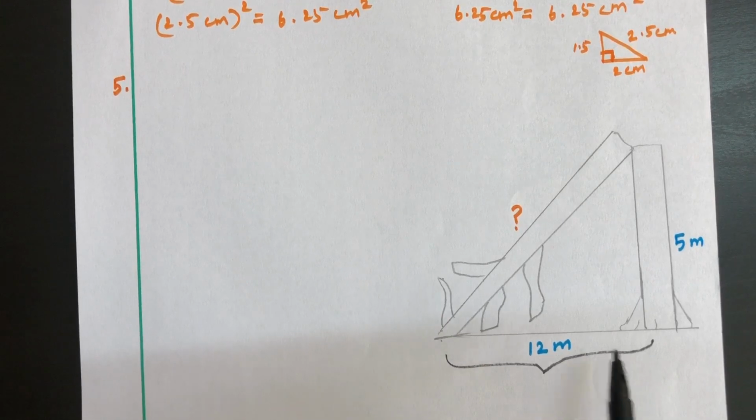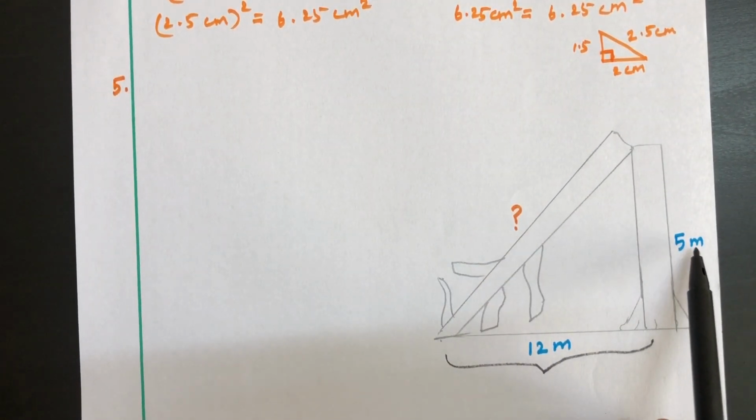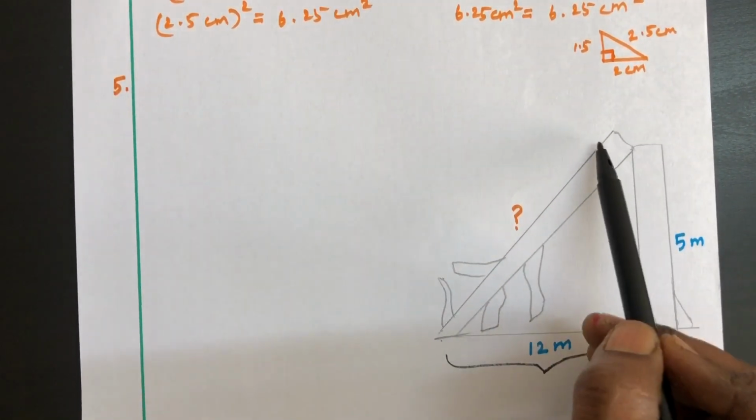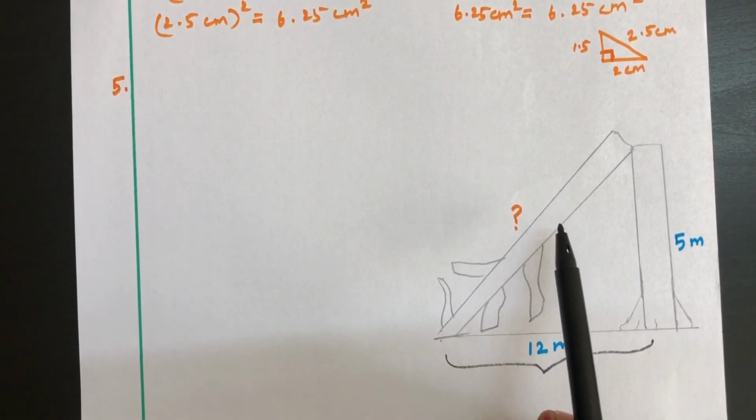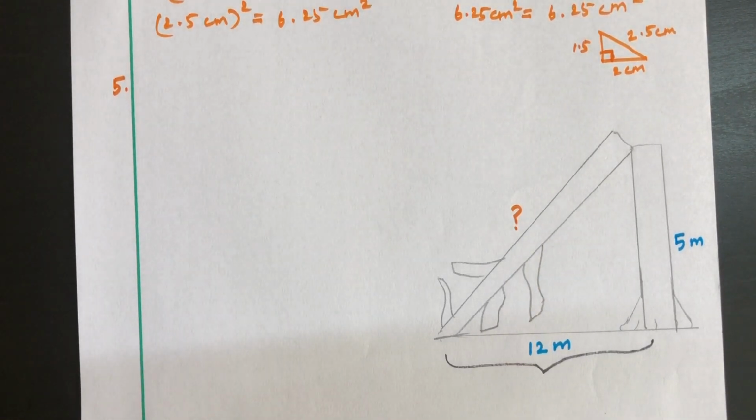Question is, find the original height of the tree. So original height means this 5 meter added with this length. That is the original height of the tree. Now we are going to find what that is. Let's see.